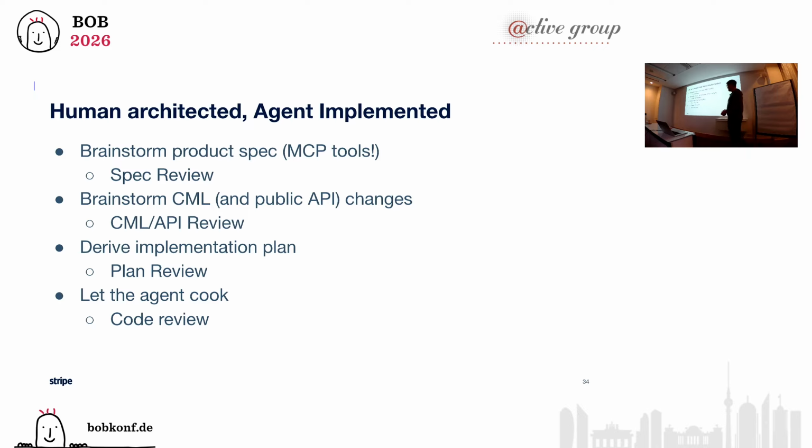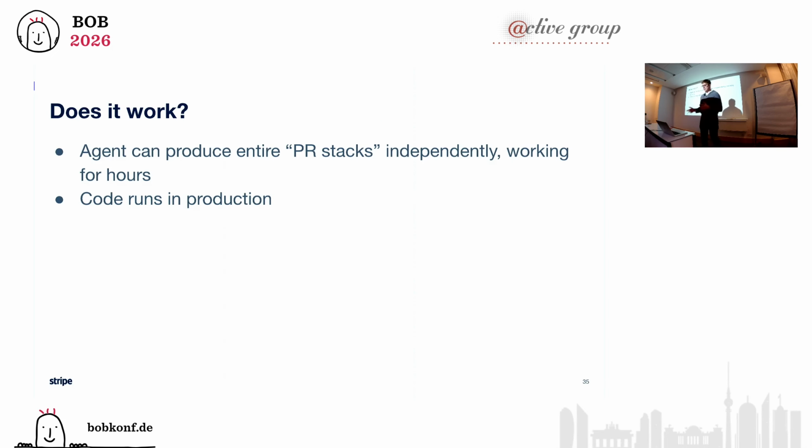And then you do spend some time on code review. So you don't just merge this. You review it and maybe give the agent some more feedback, or maybe you do some manual edits at the end. But you can actually ship some big features with a human architected, agent implemented pipeline, which is really awesome. So does it work? Yes. We have multiple agents that produce entire PR stacks. They work for hours overnight, for example, and the code runs in production.